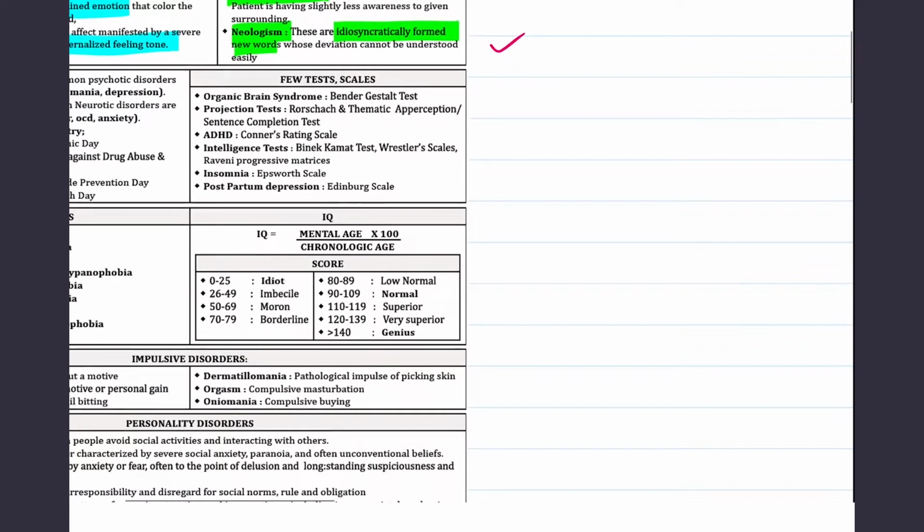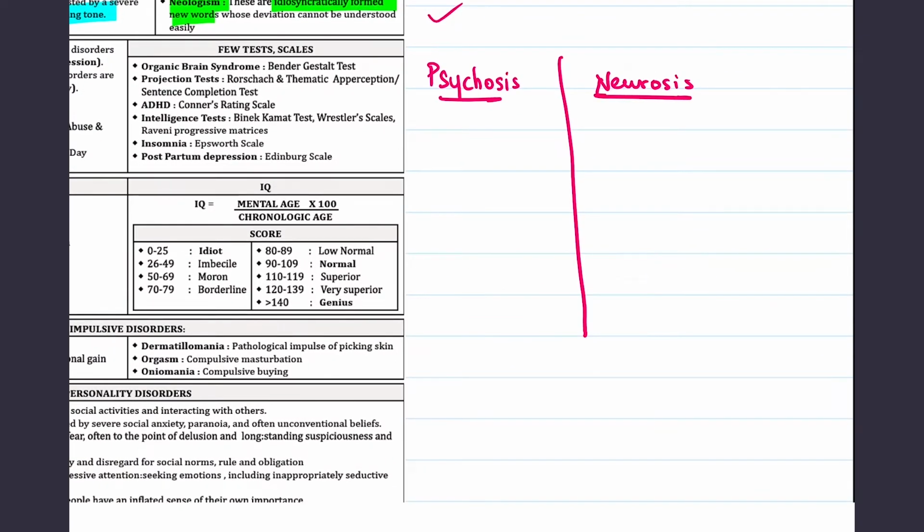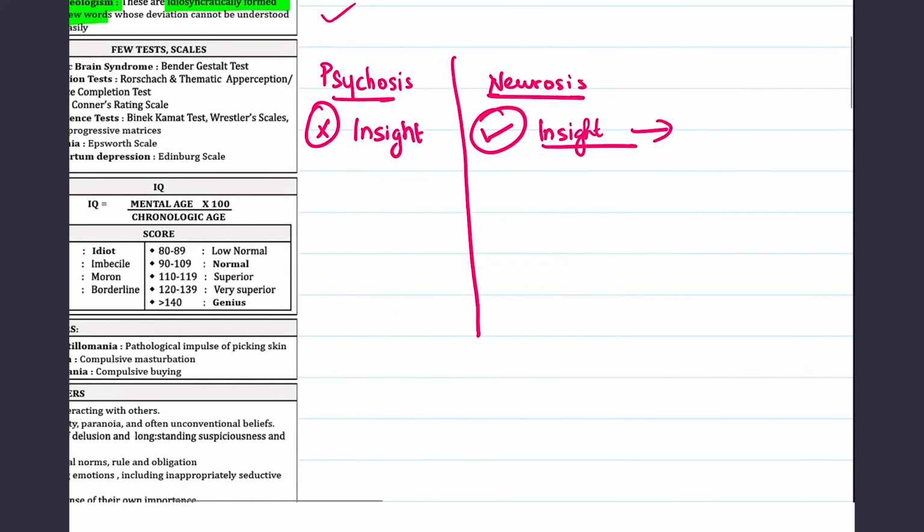Psychosis versus neurosis. What is the main component which differentiates psychosis from neurosis? If the insight is absent, very important MCQ, it is known as psychosis. If the insight is present, that is called neurosis. What is meant by insight? Insight means awareness. That is, the person is aware of his disease.